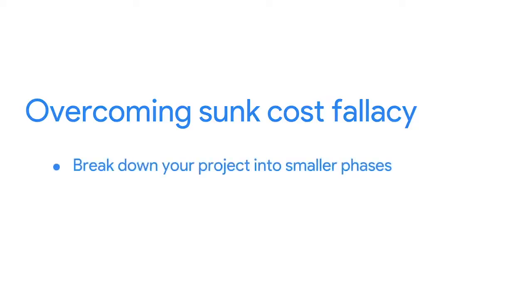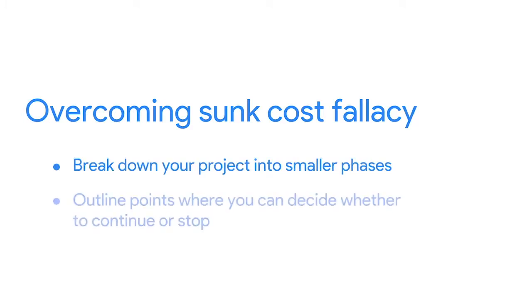To avoid the sunk cost fallacy, break down your project into smaller phases and then outline designated points where you can decide whether to continue or stop. This allows you to go back based on new insights before the project gets too far along.